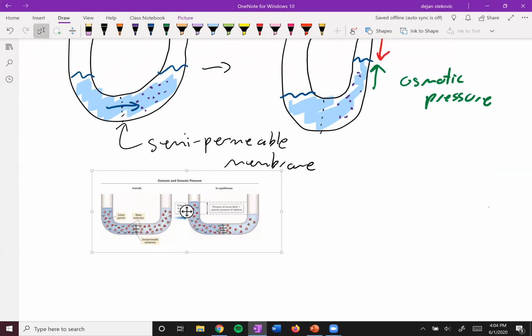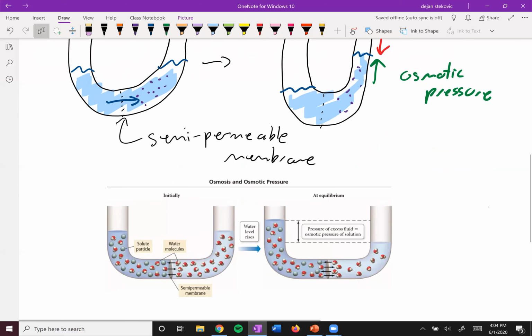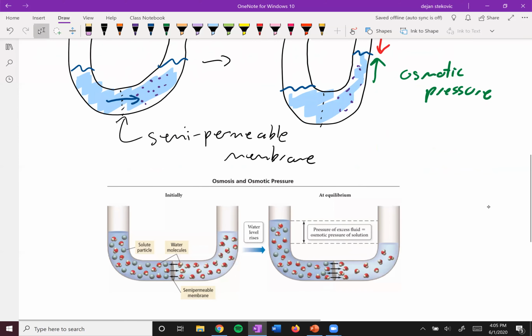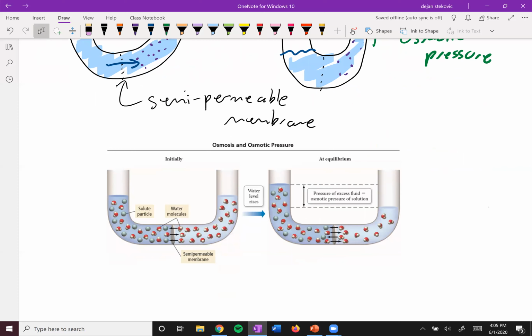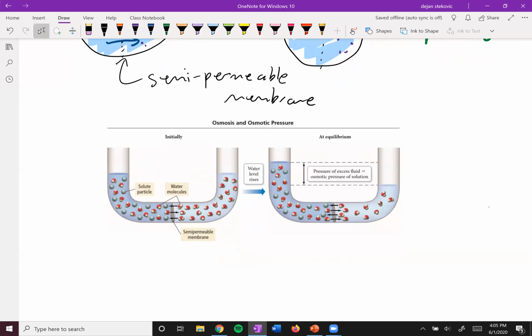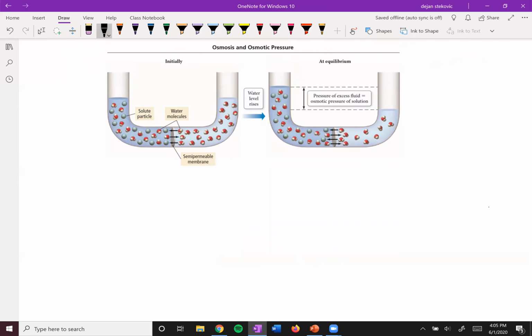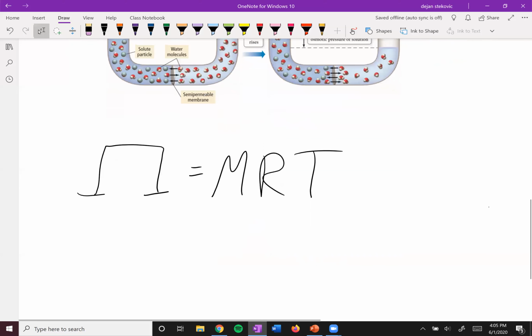Here's just the textbook picture of this. It's the same thing I wrote: you've got solute on one side, the water goes to that side, and the pressure is related to the osmotic pressure. And there's an equation for this. Capital pi, the osmotic pressure, is equal to the molarity times R, the gas constant, times temperature in Kelvin.